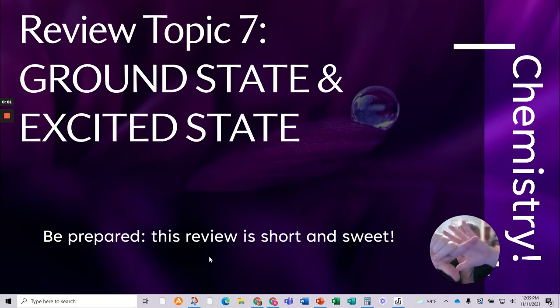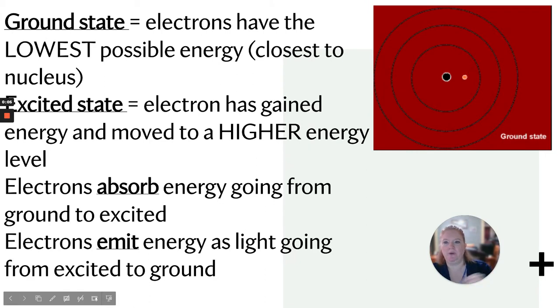Review topic 7, ground state and excited state. Let's get right to it. Okay, ground state. In ground state, electrons have the lowest possible energy that they can. That means they are closest to the nucleus that they can be.